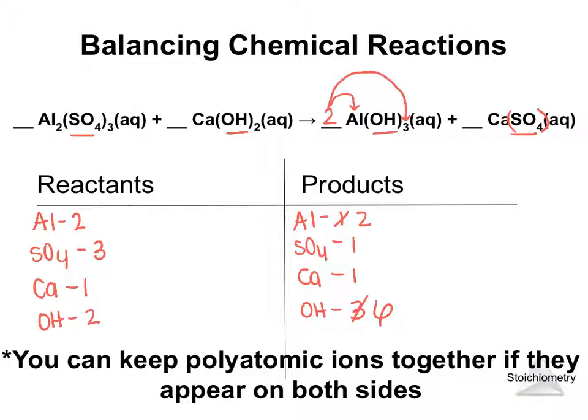I'm going to do sulfates next. I've got 3 in the reactants, 1 in the products. So I need to multiply my products by 3. That changes my calcium to 3 and my sulfate to 3. Now I'm going to go to my calcium on the reactant side. I have 1, and on my products I have 3. So I need to multiply by 3. So I've got 3 calcium, and then 3 times 2 of the hydroxides is 6, and I'm balanced. Much easier than breaking it down into sulfur, oxygen, and hydrogen.